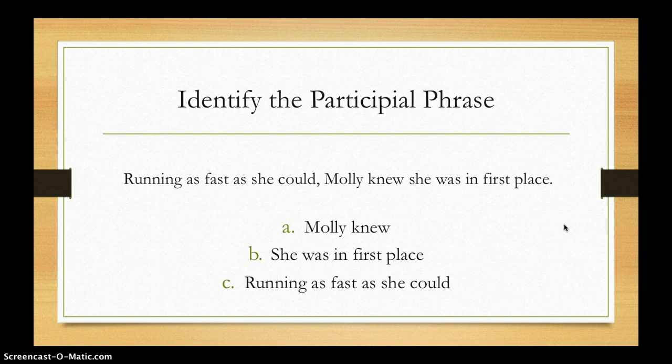Okay, here I have another question, which has a sentence that contains a participial phrase. Running as fast as she could, Molly knew she was in first place. So the answer is either A, Molly knew, B, she was in first place, or C, running as fast as she could. So Jamie, do you think it's A, B, or C? C. And that is correct. Running as fast as she could is the answer.